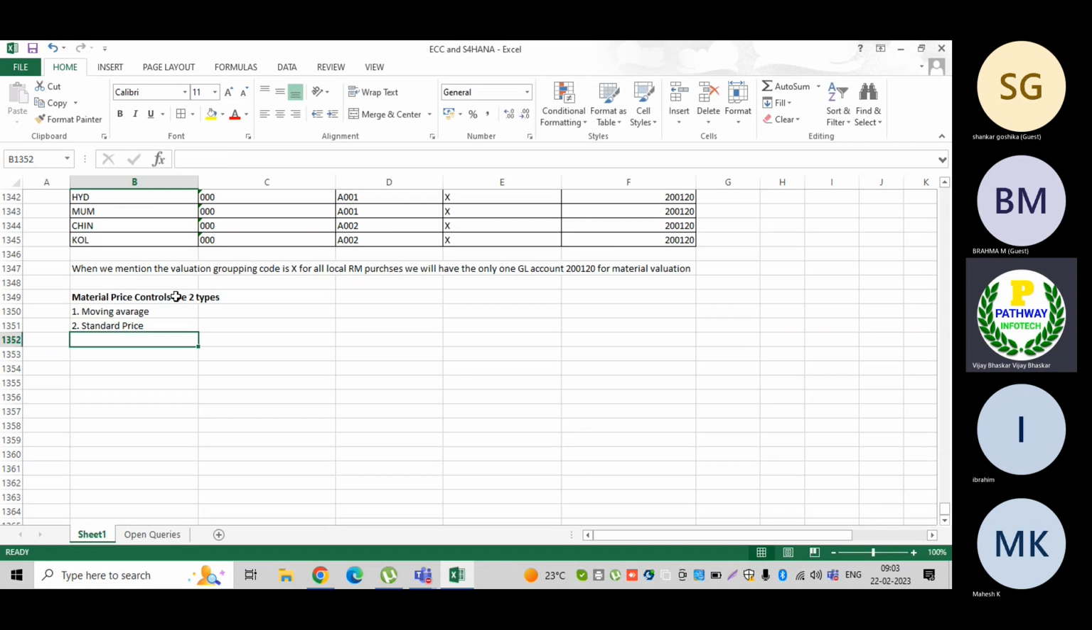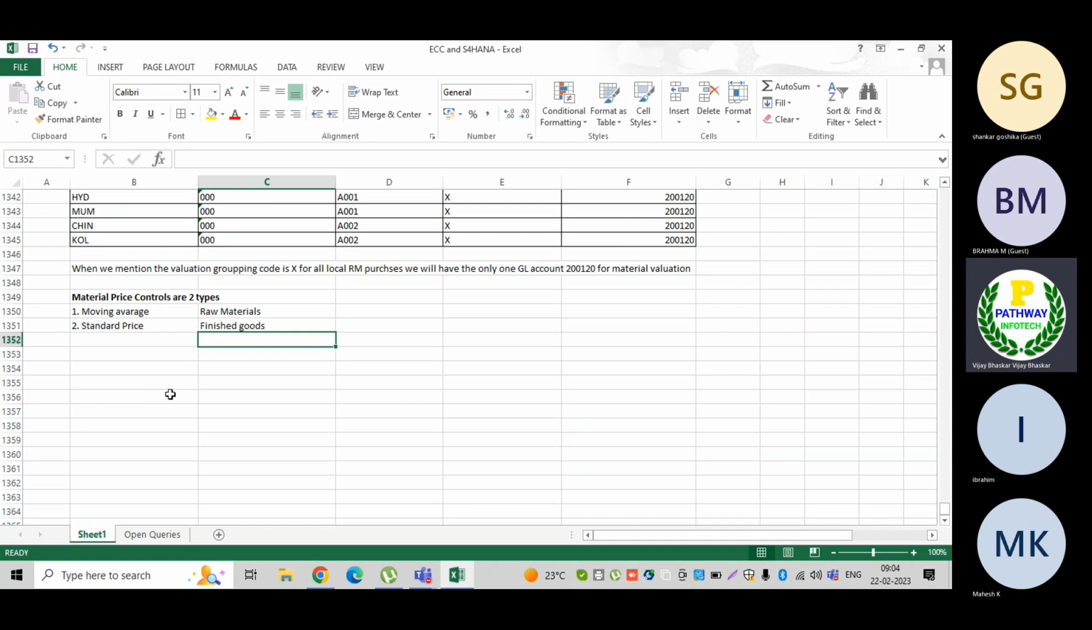So what is the difference between moving average and standard price? Let us assume for moving average we are going to use it for all the raw materials. For all the raw materials valuation we are going to use the moving average price control indicator. For standard price we are going to use it for finished goods. Now first let us discuss what is meant by moving average and what is the standard price.